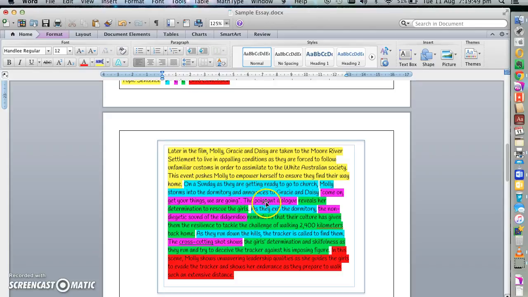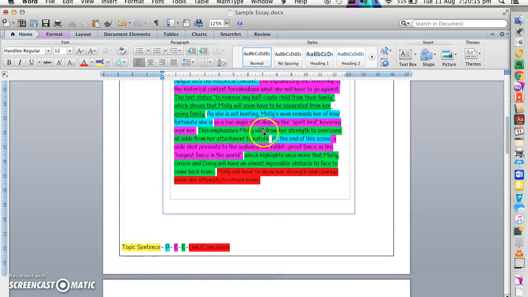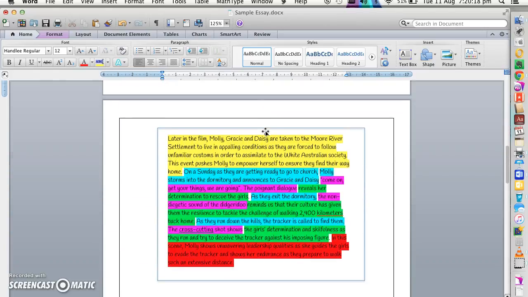So then I go straight into the analysis and I say the poignant dialogue reveals her determination to rescue the girls. As they exit the dormitory, the non-diegetic sound of the didgeridoo reminds us that their culture has given them the resilience to tackle the challenge of walking 2,400 kilometers back home. I have decided to focus on that sound of the didgeridoo because, again, in my first paragraph, I talked a bit about her Aboriginal background. So here I want to talk about that as well. I believe that that's what gives her the strength to survive and to escape in the first place.